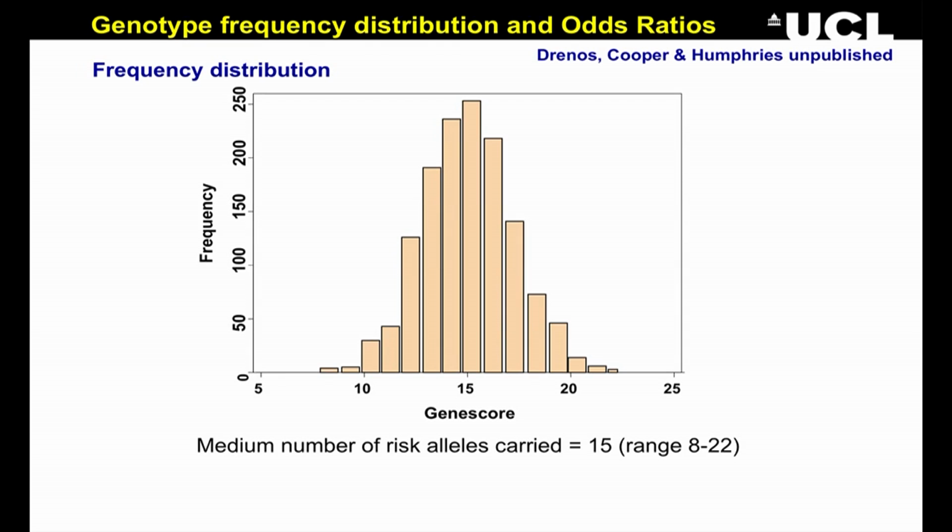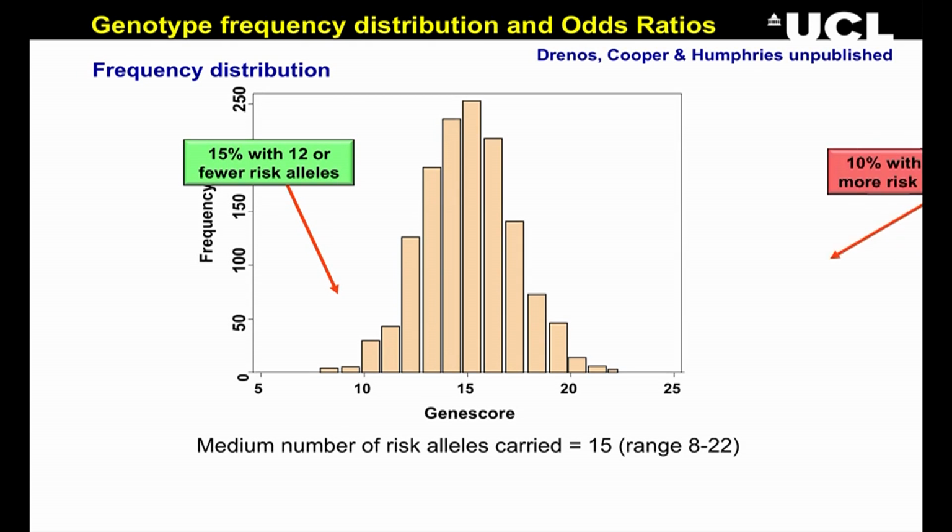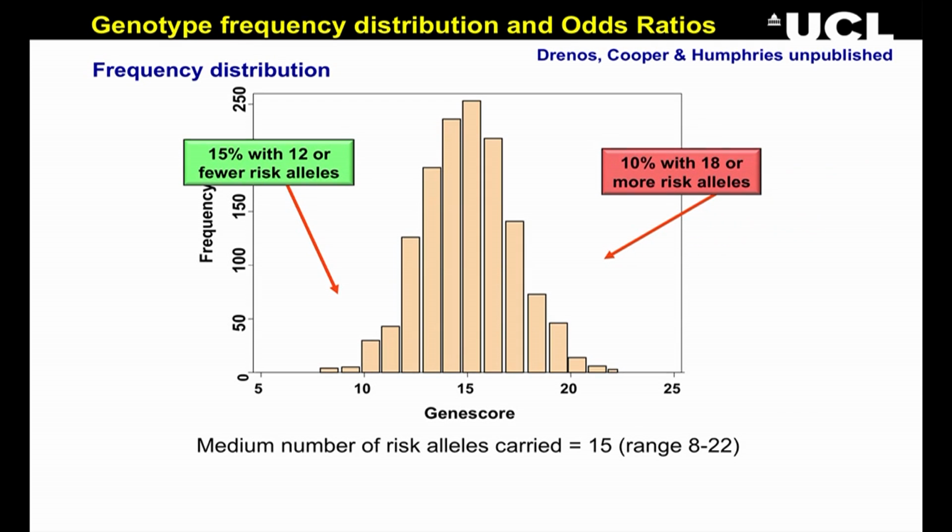And we went back to look at the Northwick Park men. This is the distribution in Northwick Park. This is the distribution in UK Caucasian individuals. Median number is 15. And what you can see is there's a group of people who've got 12 or fewer. We imagine they should be protected. A group who've got 18 or more, our guess is they're going to have higher risk. How does it actually work out? This is how it looks. It looks just what we wanted.